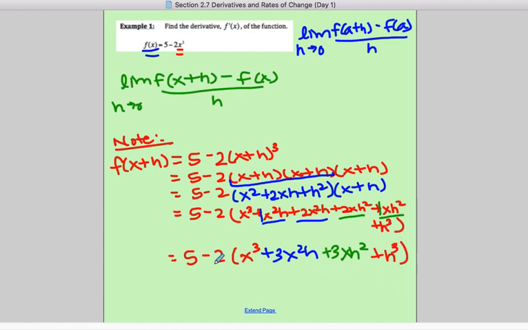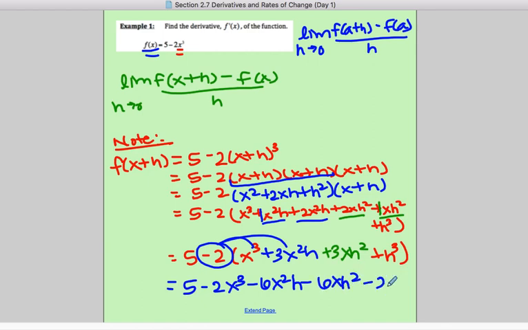Okay. To continue simplifying, we're almost done. I need to go ahead and lastly distribute my -2 to each part here. So the 5 stays there, so I have 5 minus 2x cubed. Then I have minus 6x squared h minus 6xh squared, and then minus 2h cubed. Okay, and there it is, this piece all simplified. So I am going to write this down in this spot. And then the good news is we already know f of x. It's right here, so I don't have to do any extra work.